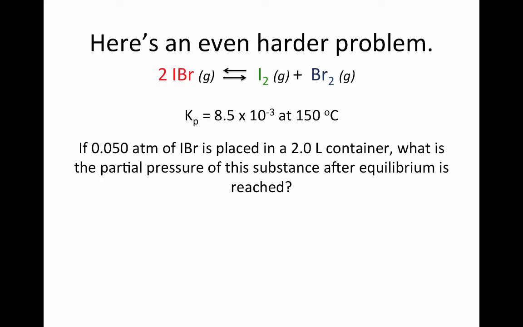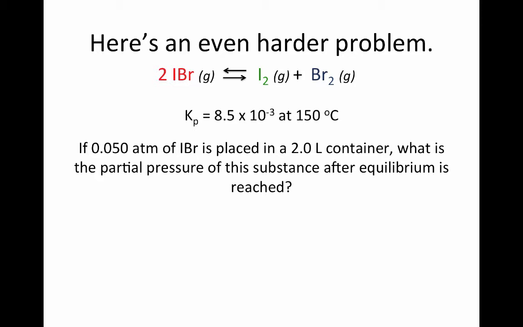Okay, now we're going to work on an even harder problem. It doesn't look hard at first because the reaction looks pretty simple, but it can be a bit tricky. Okay, so here is our problem. Our chemical reaction is the decomposition of iodine bromide. So we have two molecules of iodine bromide in gaseous form going to iodine gas and bromine gas.